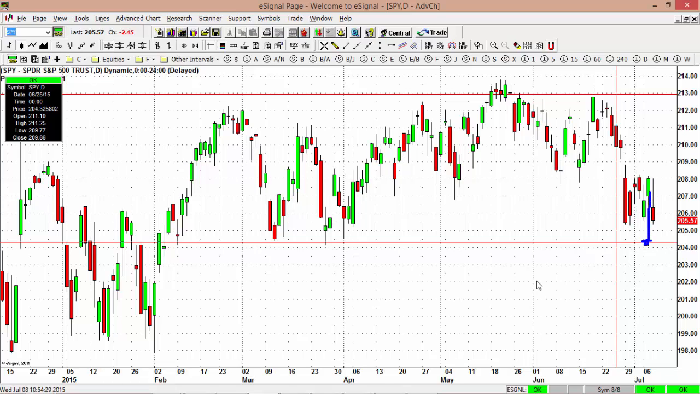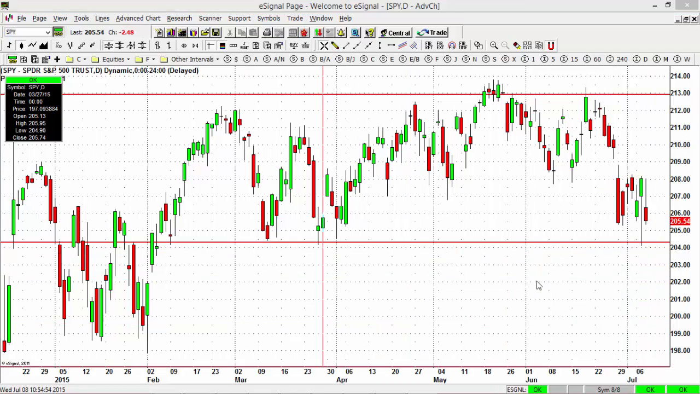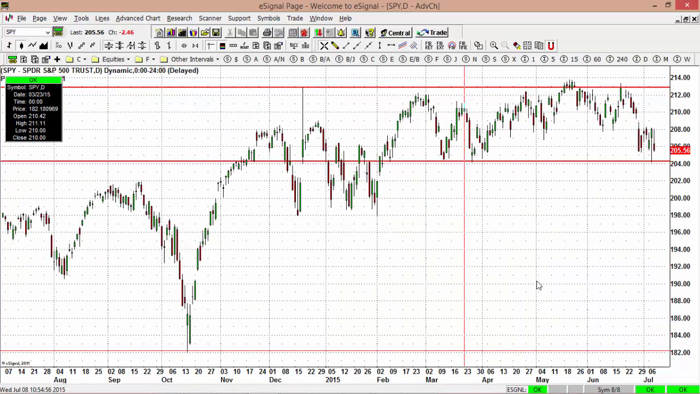and bounced pretty significantly. Now, the disturbing thing for the stock market is that we haven't seen much follow through from this bounce. So we may get another retest of this level, and if we break below this 204 level, that could definitely lead to further losses in the SPY, the S&P 500 ETF.